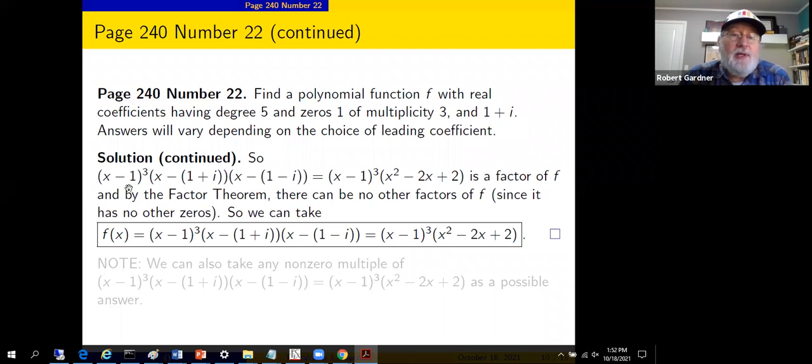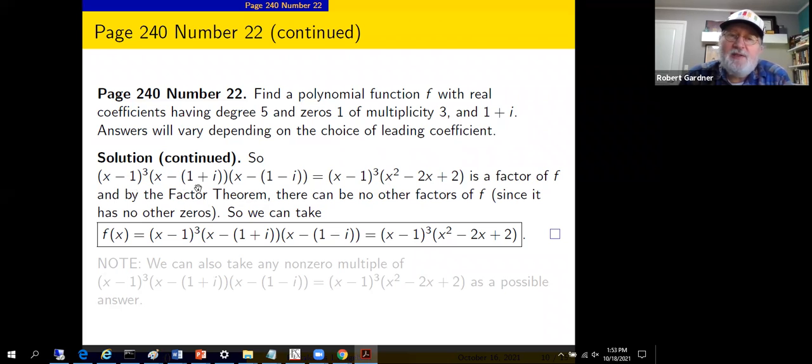So let's take x minus 1 times x minus 1 times x minus 1, x minus 1 cubed, times these other 2 factors. If you like, we can multiply out here. We illustrated this in terms of A's and B's in the notes. But if you distribute and do the multiplication, you'll get x squared minus 2x plus 2.